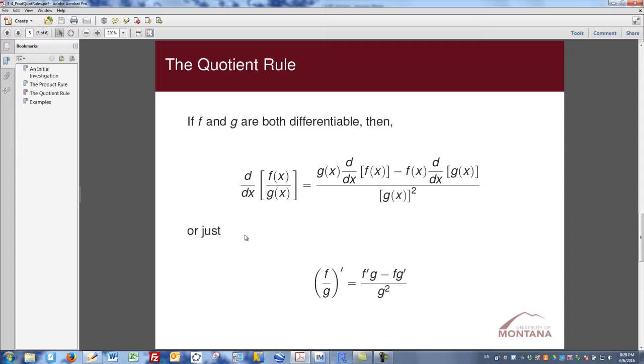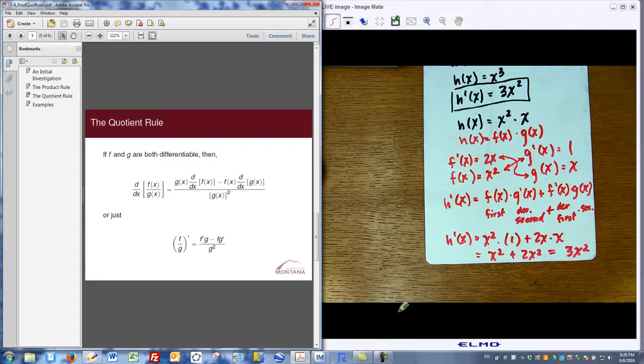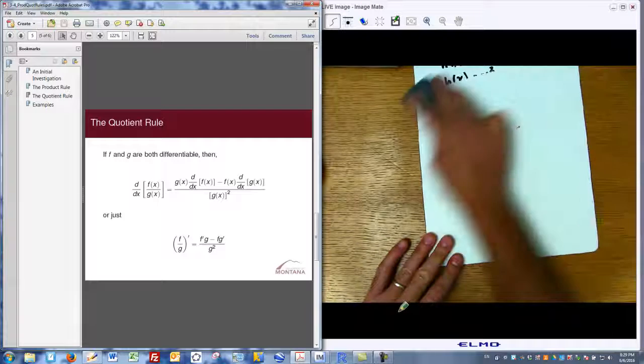Or if we just write them without the x's and use Newtonian notation, we could write it as (f over g) prime is equal to f prime times g minus f times g prime all over g squared. So there is kind of a cute, neat way that you can prove this to be the case by using the product rule. And I'll just run through that with you now, just to give you a sense that this does come from someplace.